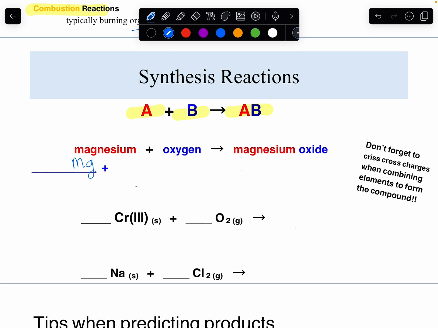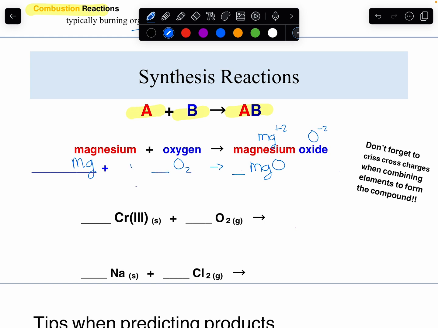We have magnesium plus oxygen. Now I'm going to put a 2 here, but we will talk about very soon why that is a 2 and why the magnesium is not. So just stick with me here. And then when we put together magnesium oxide, we need to know the charges. This takes into account the charges from the periodic table. Mg is in group 2, so it gets a +2. Oxide is a -2. You crisscross those, they cancel out, it becomes MgO.